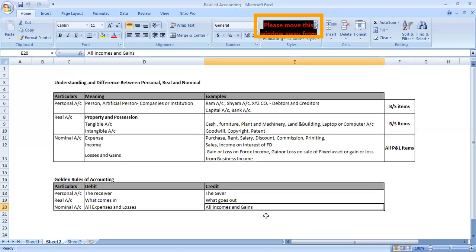I hope now it brings a lot more clarity in understanding and knowing the difference between the personal, real, and nominal accounts.